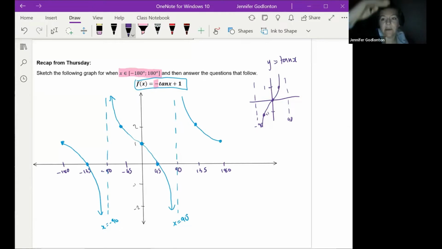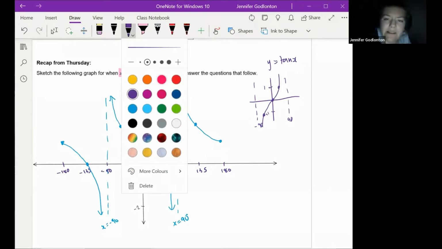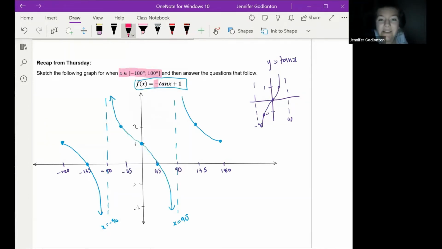So I haven't shifted up or down, and my amplitude is not changing. Well, not amplitude, but the A value. But when we have negative tan, basically it's just the reflection of that. So if I had y is equal to negative tan x, it's going to look like that.